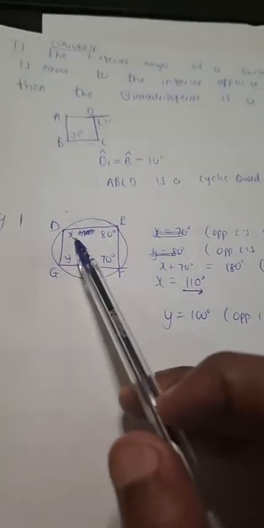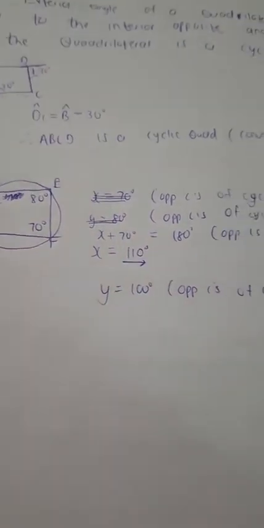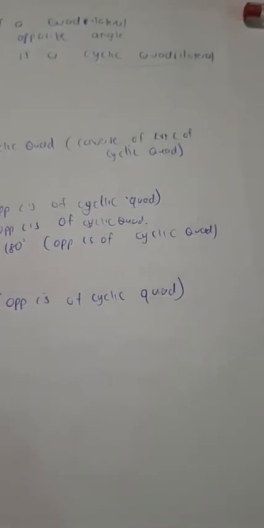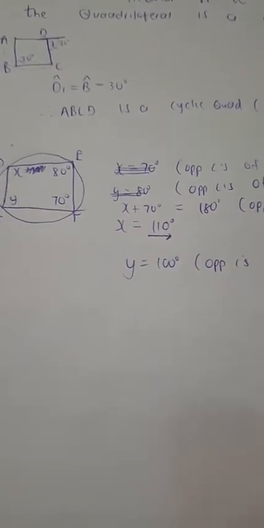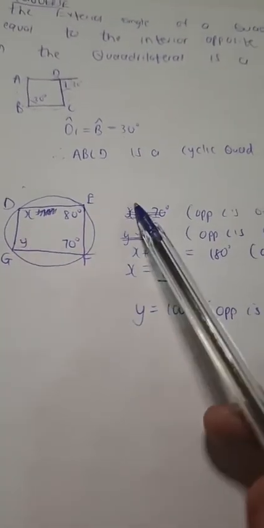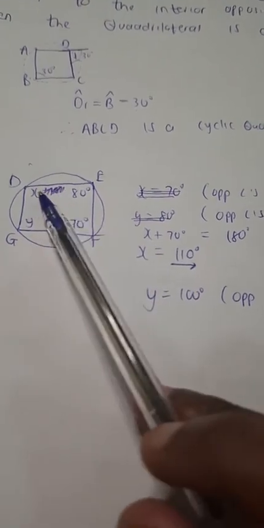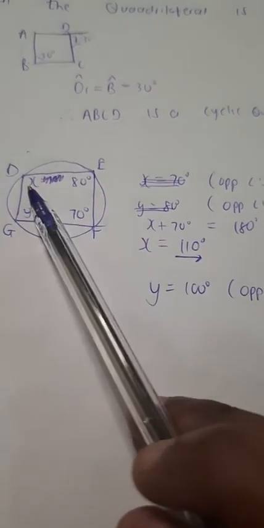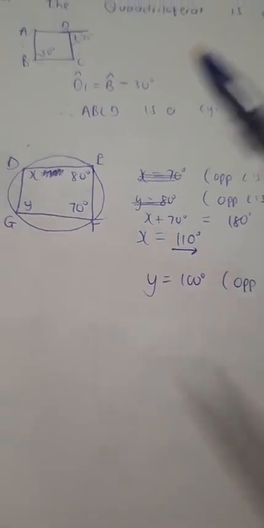All right. So yes, you update. X is equal to 110. Y is equal to 100. That's why you guys need to be so clear with your understanding of the theorems and what they say, so that you don't confuse somehow. Like you can see here, no, opposite angles are equal. No, guys, it's not opposite angles are equal. It's opposite angles are supplementary. This is a cyclic quad.